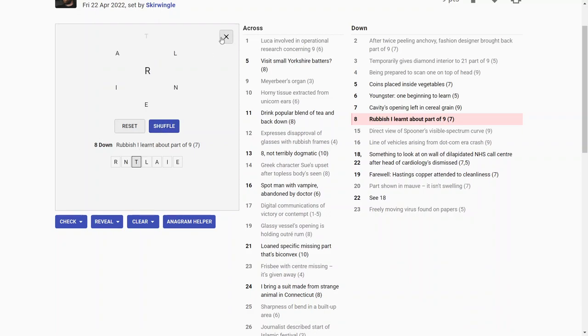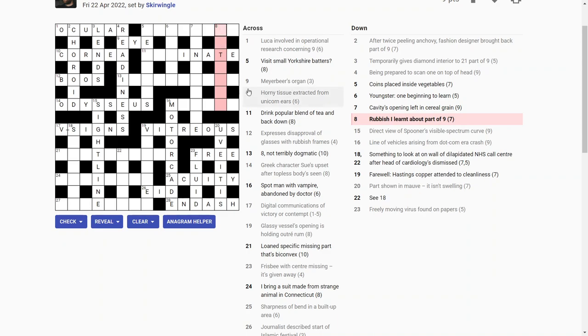Oh, retinal. Retinal. The retina is part of the eye. So it's an anagram of I learned. Rubbish is the anagram indicator. And it's about part of nine. See, it's so easy to overlook a word like about as being just a sort of link between the two parts of the clue. But in this case, it forms part of the definition. And retinal is about part of the eye. Fantastic.